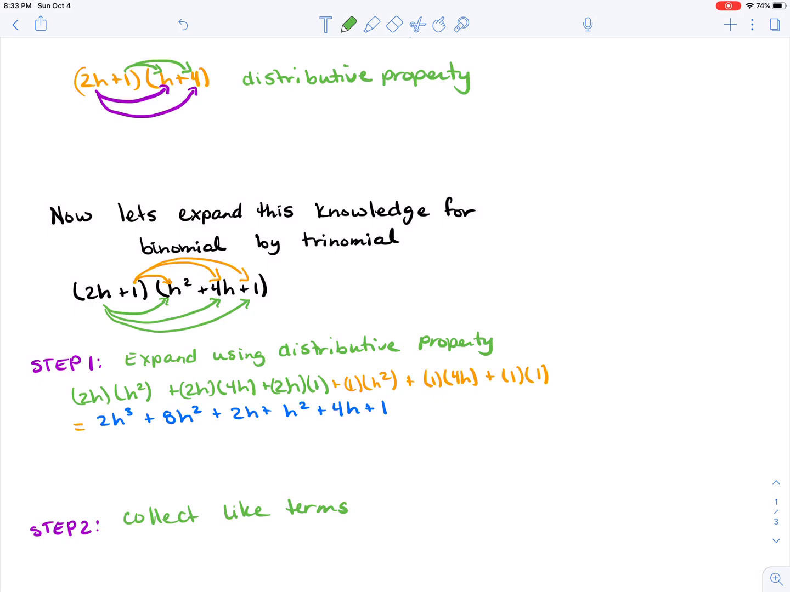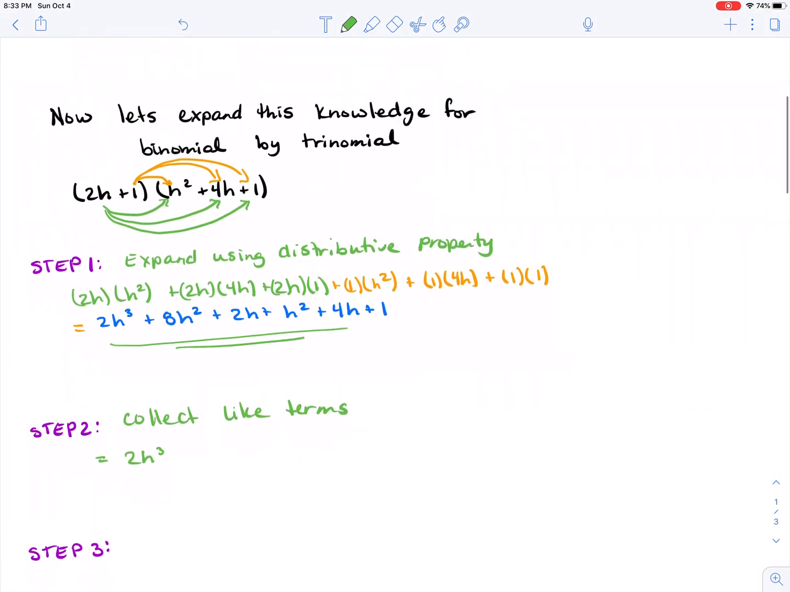So I'm going to go through all of this and see what is the same. So I have 2h cubed. There is no other h to the exponent 3, so I'm okay there. So now let's go on to 8h squared. Is there another squared? Oh, there it is, plus h squared. And then I'm going to go ahead and put the next one. I have 2h. Is there another h? Yeah, there it is, plus 4h, and then plus my 1. So I've collected my like terms.